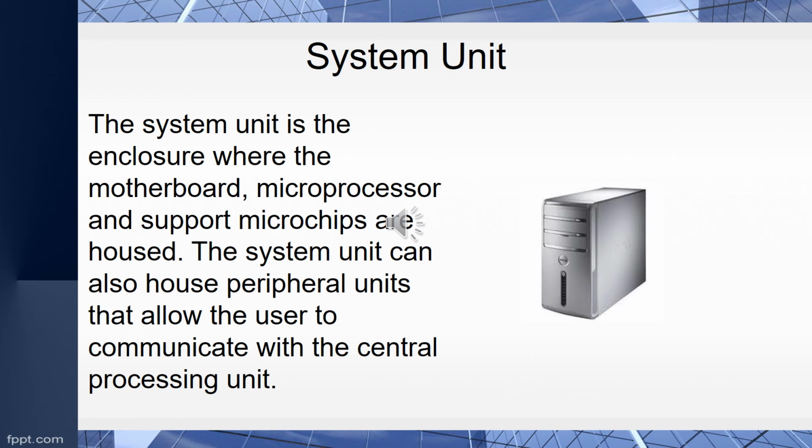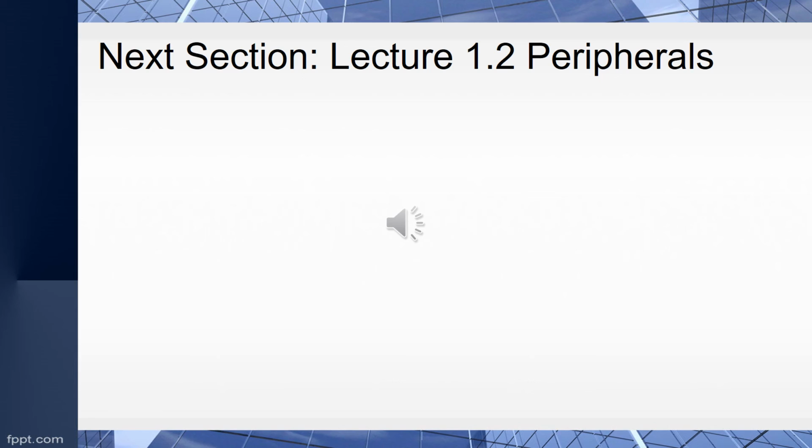The system unit is the enclosure in which the microprocessor, motherboard, and support microchips are housed. The system unit can also house peripheral units that allow the user to communicate with the central processing unit. The next section of this lecture is on peripheral devices. We will learn more about the input and output devices that help the central processing unit and get information into and out of it.